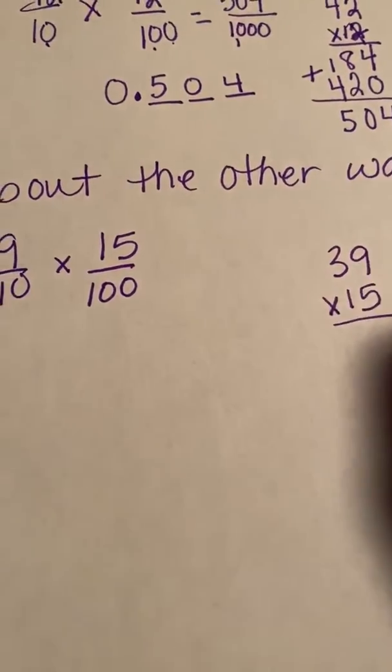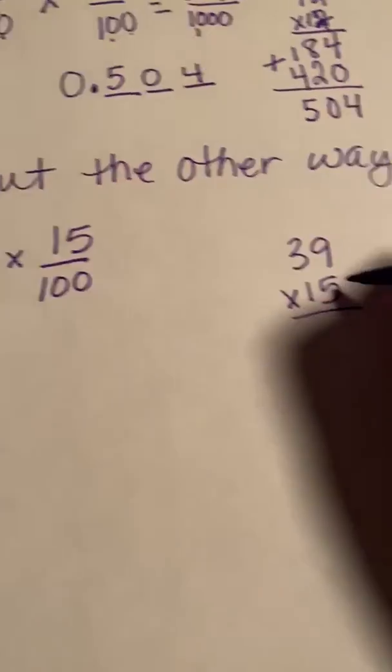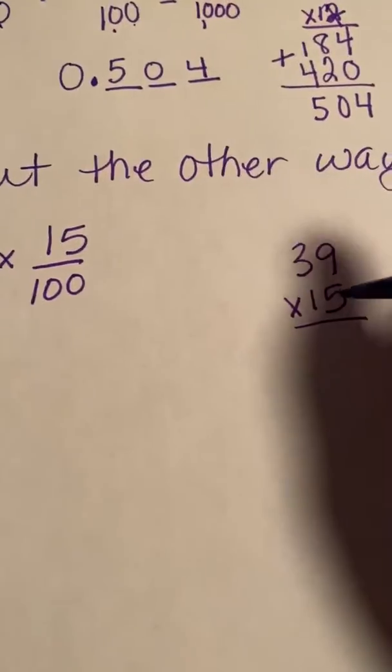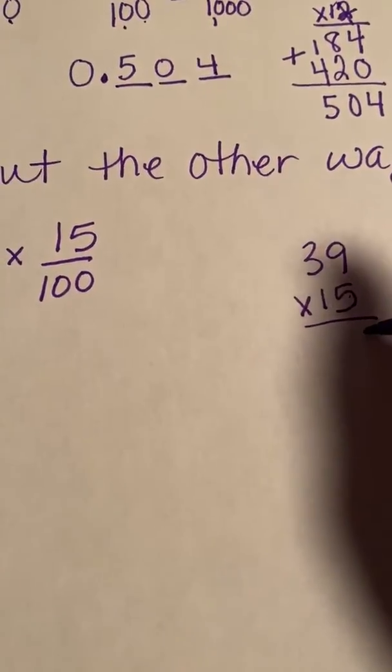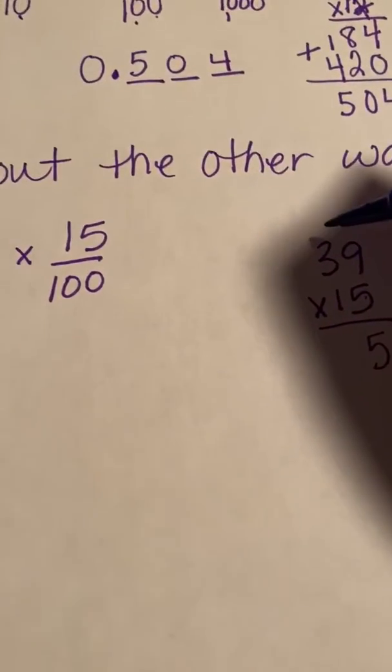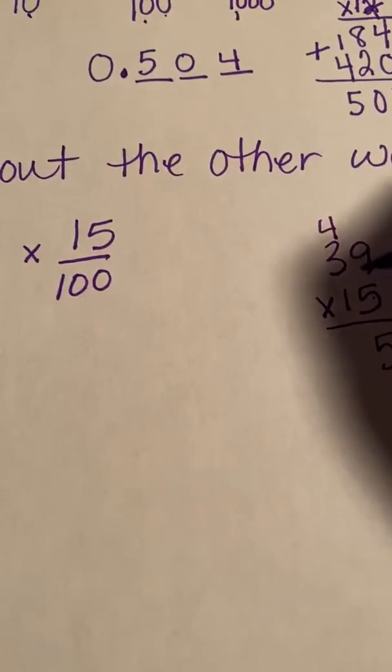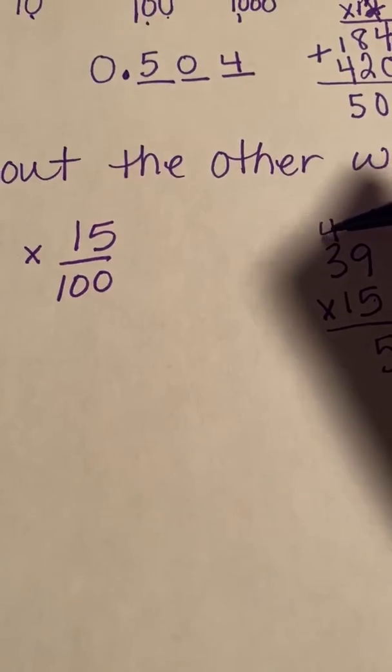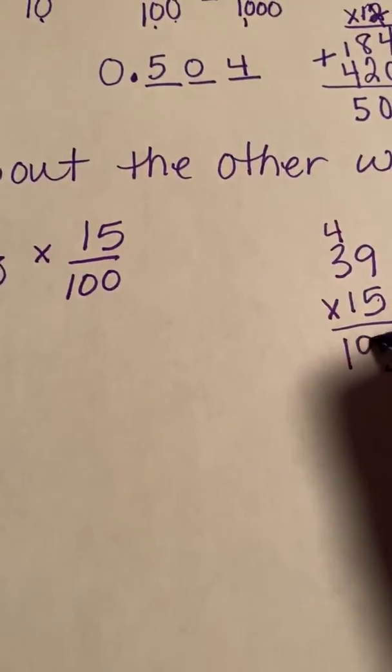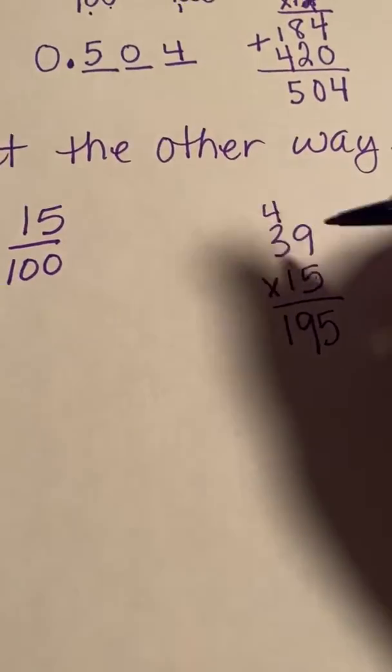This first partial product is really 39 times 5. So 5 times 9 is 45. Put my 5, carry my 4. 5 times 3 is 15, 16, 17, 18, 19, 20.